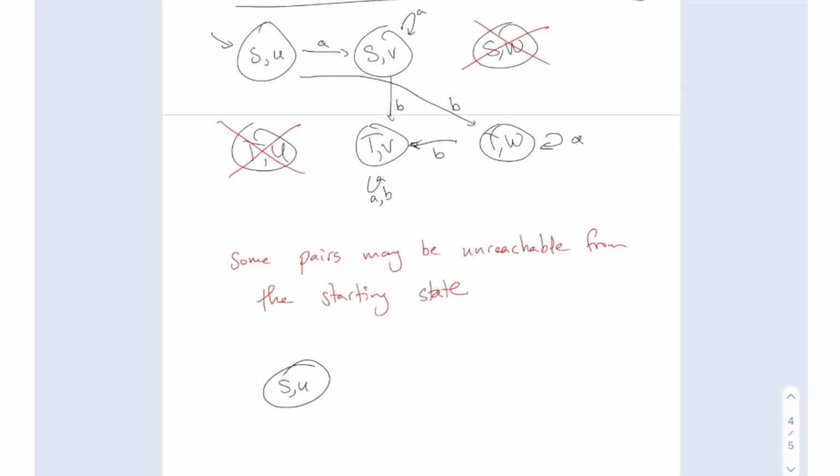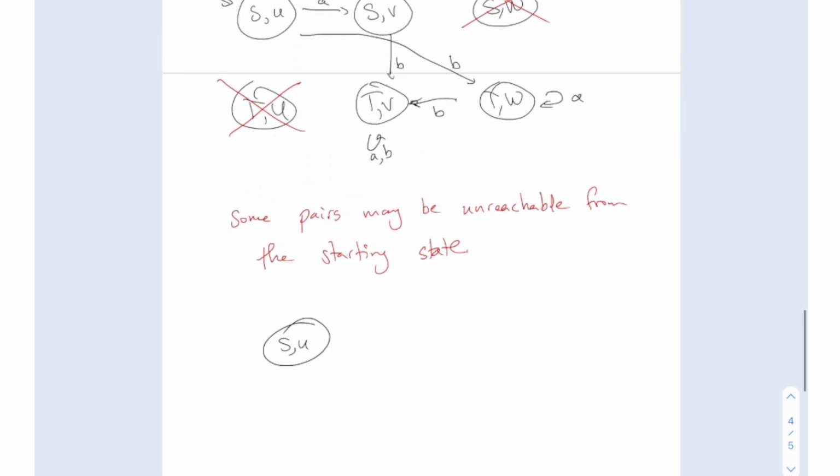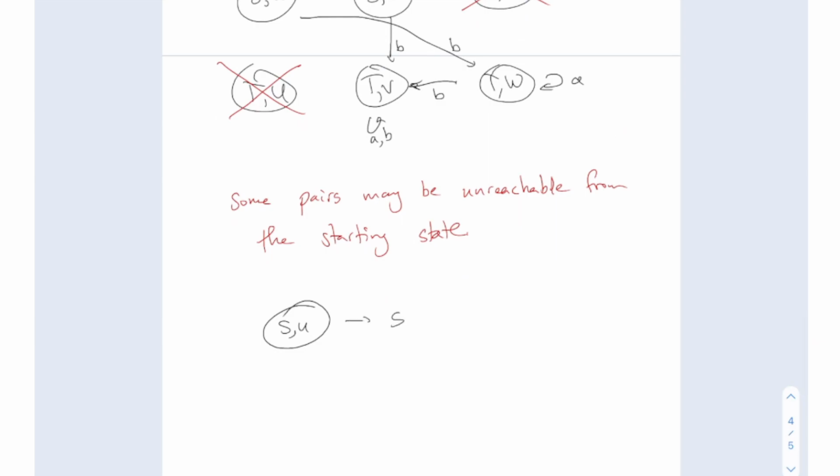So from SU, if I do an A, I go to SV. And if I do a B, I go somewhere else, which I'll just put down here. TW, right? This is an A, this is a B, etc. Right? Making no effort to put them in that 2x3 grid. You just put them wherever they fit, wherever is most convenient for them to fit in. All right.